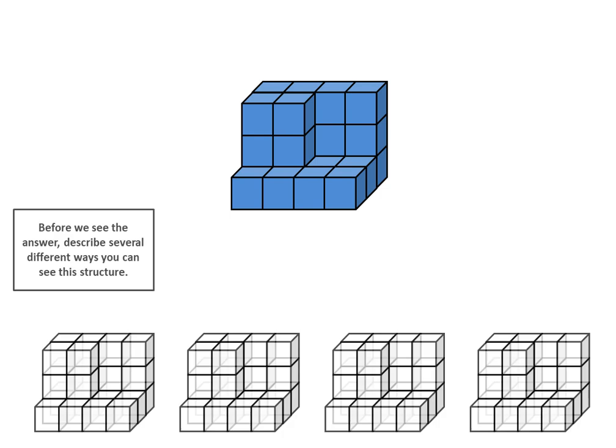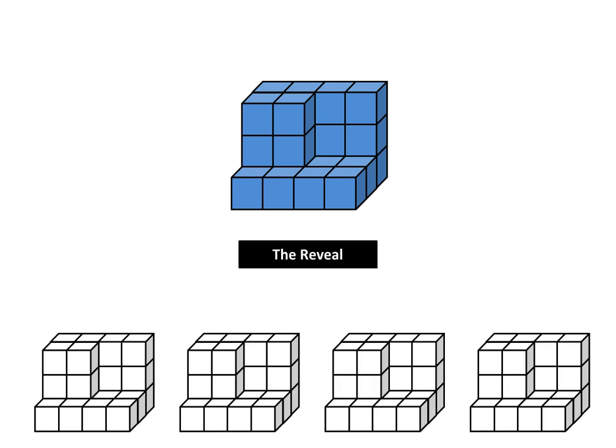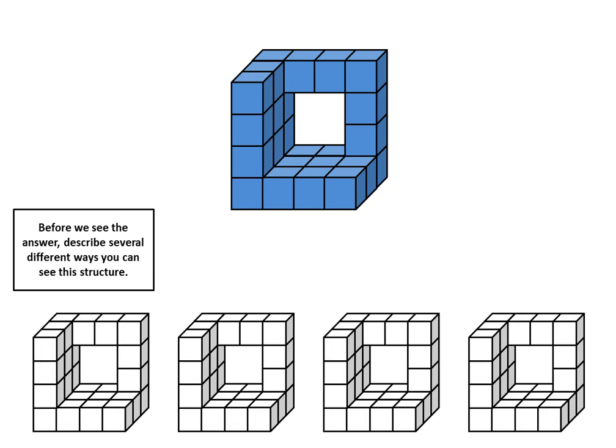Slide two presents an image and four student opportunities to shade that in. There's the reveal. And then there's the third image, and these are the student opportunities below.